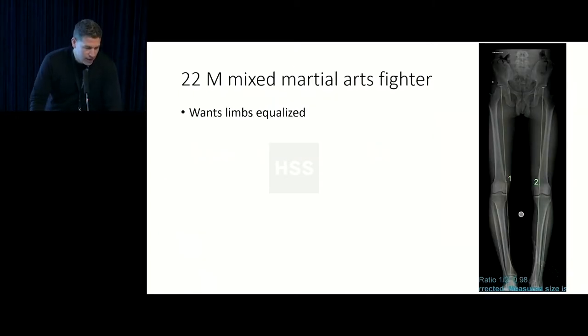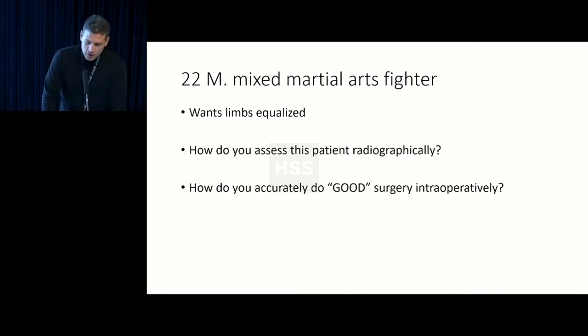So this guy is a mixed martial arts fighter. He wants his limbs equalized. And the question you should be asking yourself is, you better not screw this up, as he can hurt you, I guess. But how do you make sure there's not associated deformities in addition to the limb length discrepancy, right?